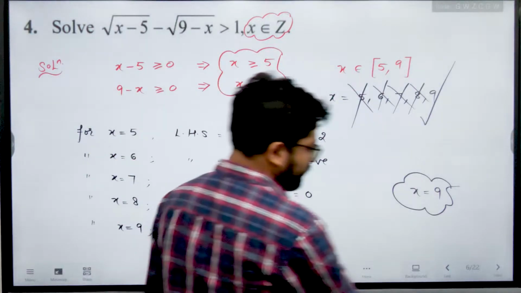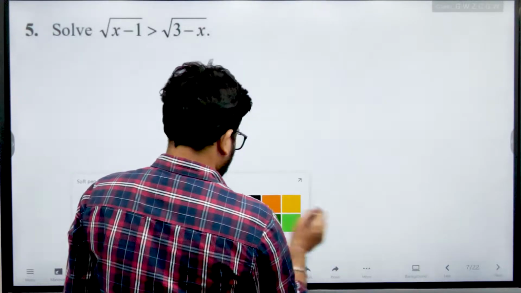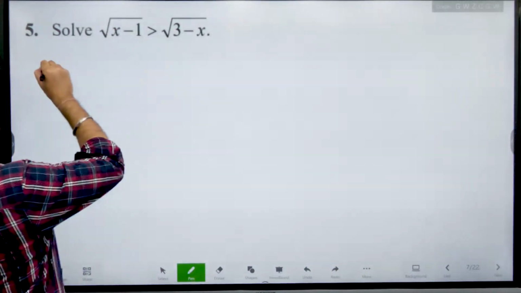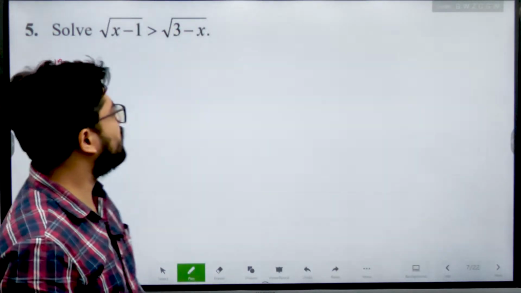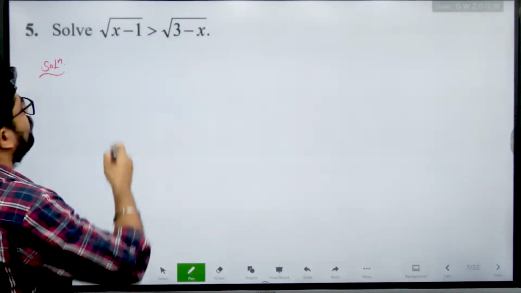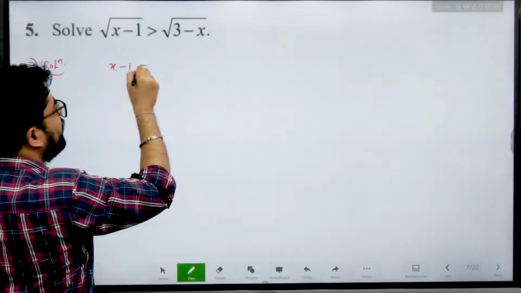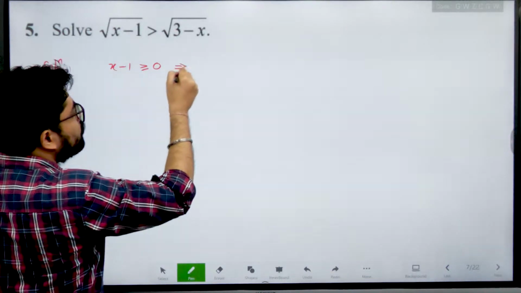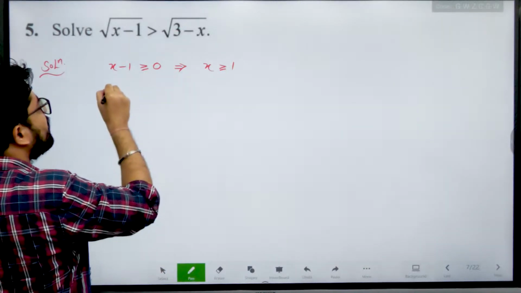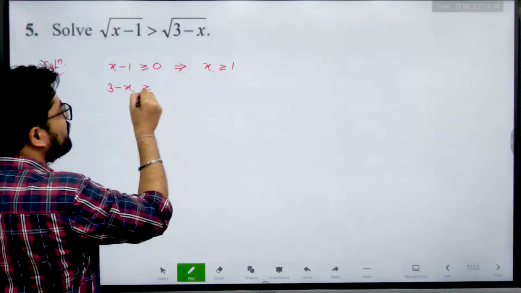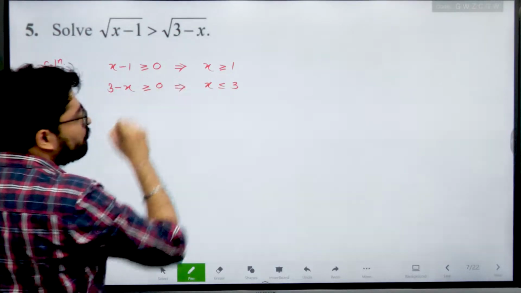Now the next question. Again, solve means find the values of x. So first thing is root x minus 1 is defined whenever x minus 1 is greater than or equal to 0. So you can say x greater than or equal to 1. Next, root 3 minus x is defined whenever this thing is greater than or equal to 0. So you can say x less than or equal to 3.